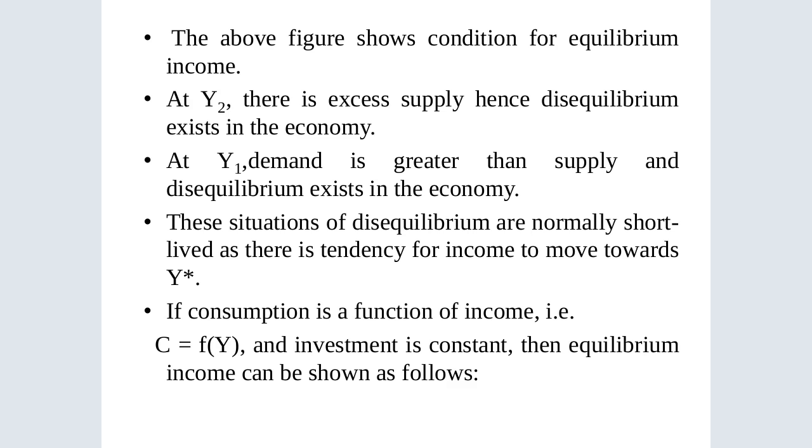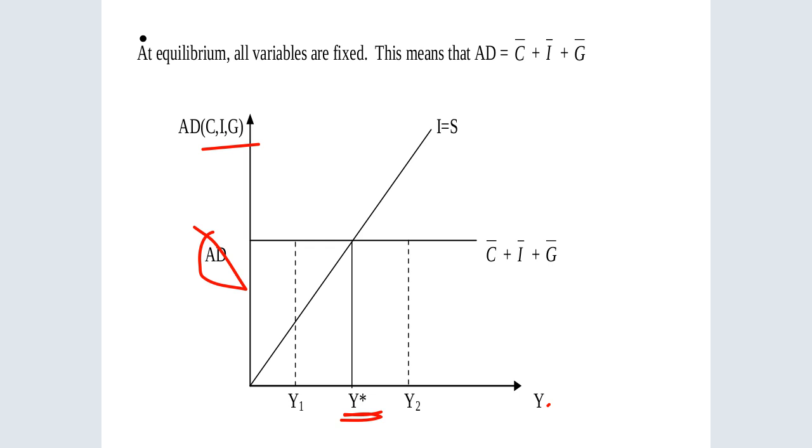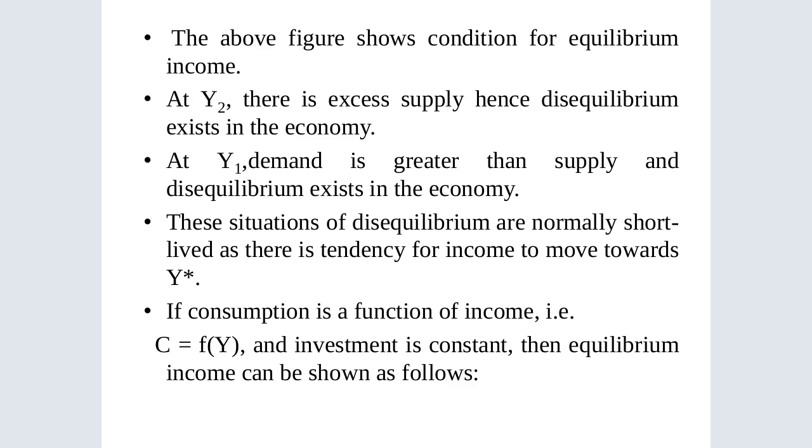So at Y2, we have excess supply, and hence disequilibrium exists in the economy. At Y1, demand is greater than supply, so we have a disequilibrium situation again. These situations of disequilibrium are normally short-lived because there is a tendency for income to move towards Y star.